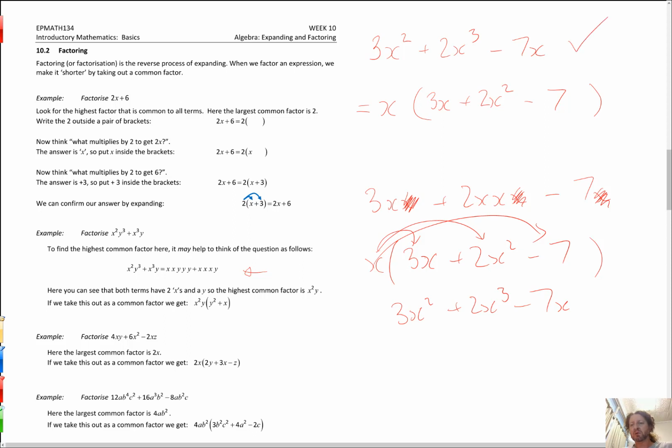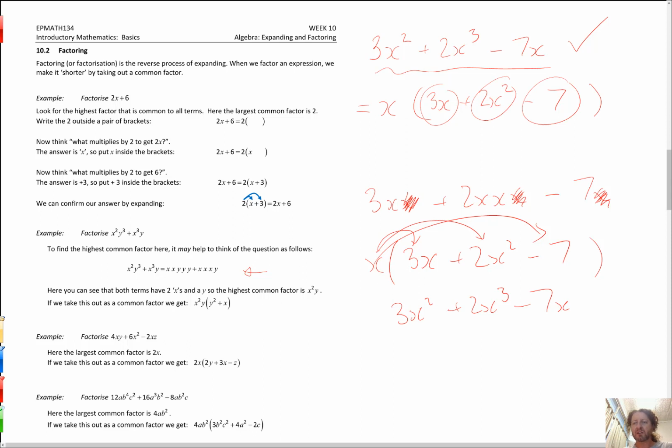So we're looking for a common factor, but not just a common factor, the biggest common factor, the highest common factor. We want to take out the front what every term has in common. In the example I just wrote here, the only thing they had in common was x's. There's nothing left. In the brackets, look at these terms, a 3x, a 2x squared, and a minus 7.